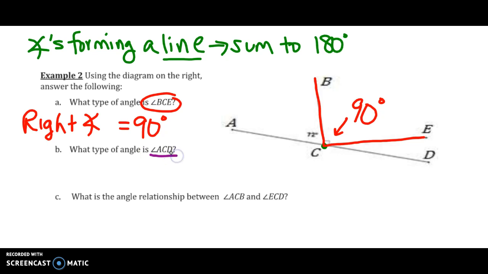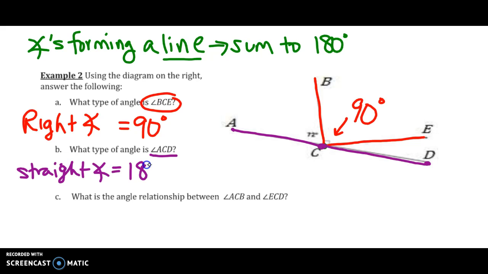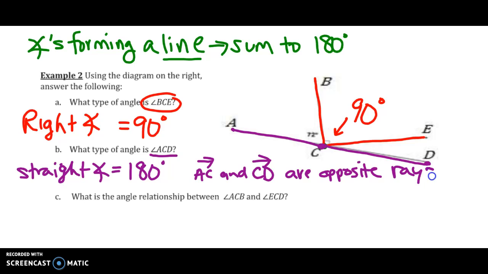What type of angle is ACD? Notice all these angles have the vertex at C. Well, ACD is a straight line, so this must be a straight angle. And we know that straight angles have a measure of 180 degrees. We can also say that AC and CD are opposite rays, because opposite rays form a straight line and sum to 180, forming an angle whose measure is 180.